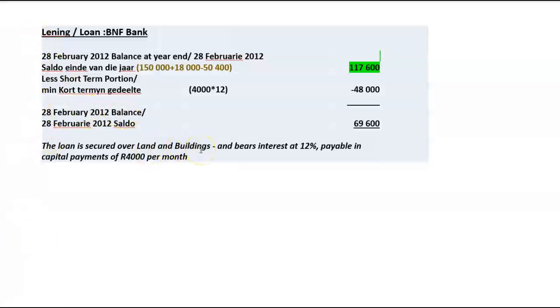Okay. The loan is secured over land and buildings. You have to note that. You also have to note the interest rate applicable and that it bears interest at 12% per annum. Payable in capital payments of 4,000 Rand per month. Okay, so now you have disclosed all the particulars surrounding the loan.